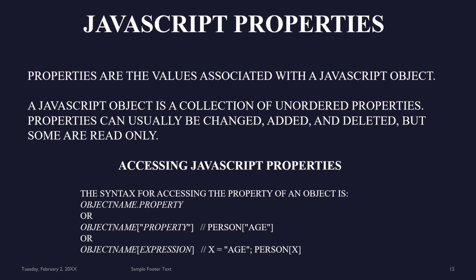JavaScript properties are the values associated with a JavaScript object. A JavaScript object is a collection of unordered properties. They can usually be changed, added, and deleted, but some are read-only. Accessing JavaScript properties: the syntax for accessing the property of an object is objectName.property, or objectName["property"], or objectName[expression].